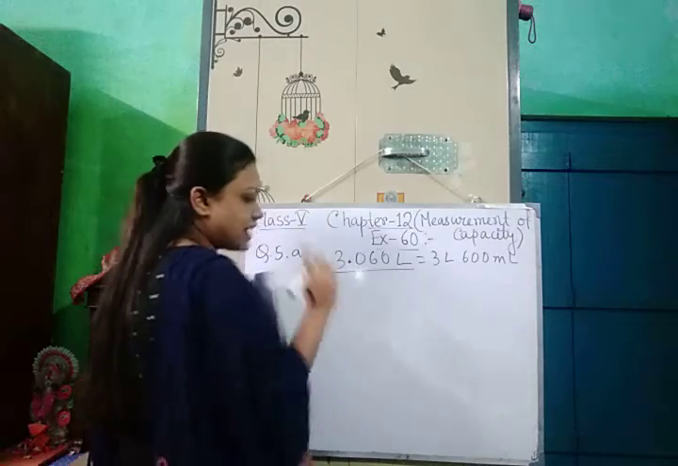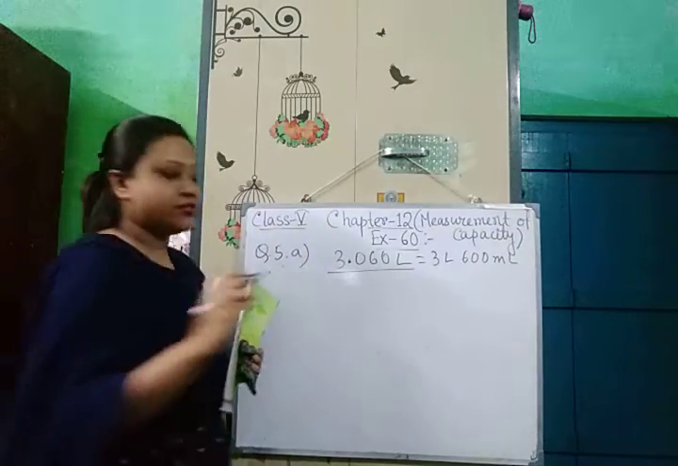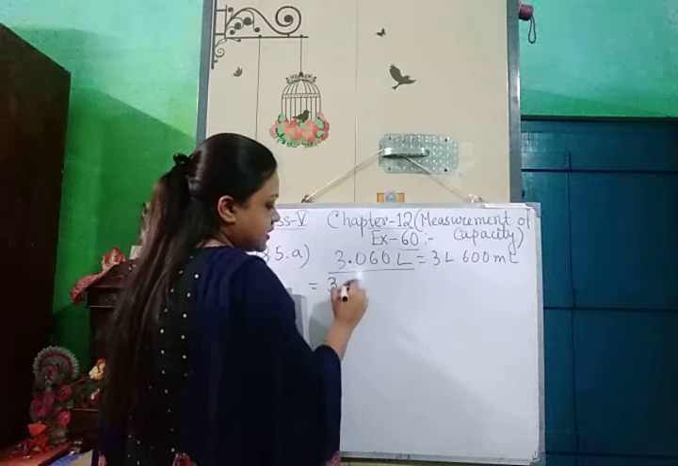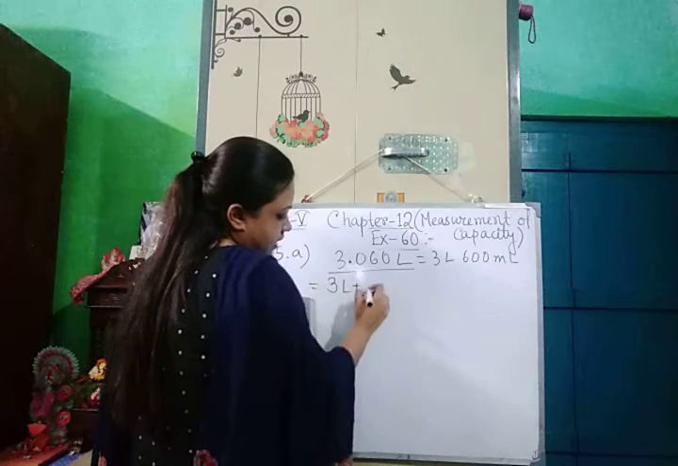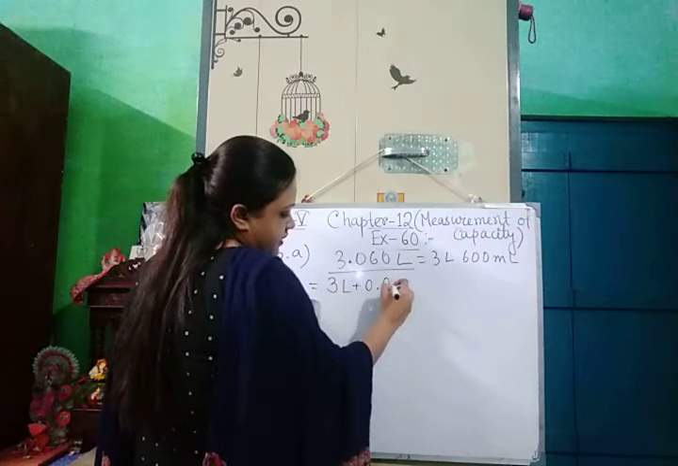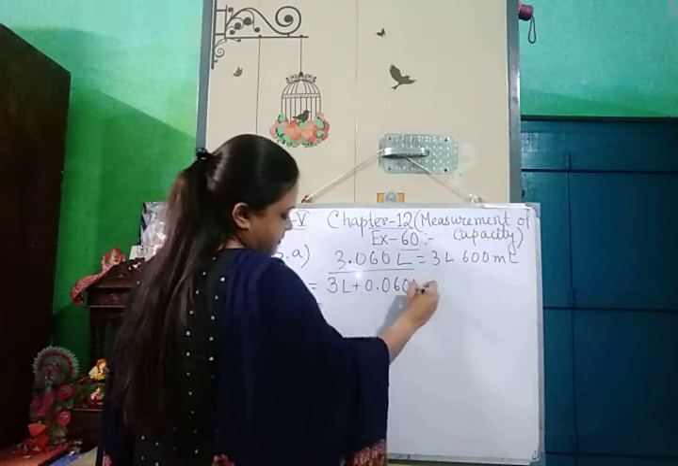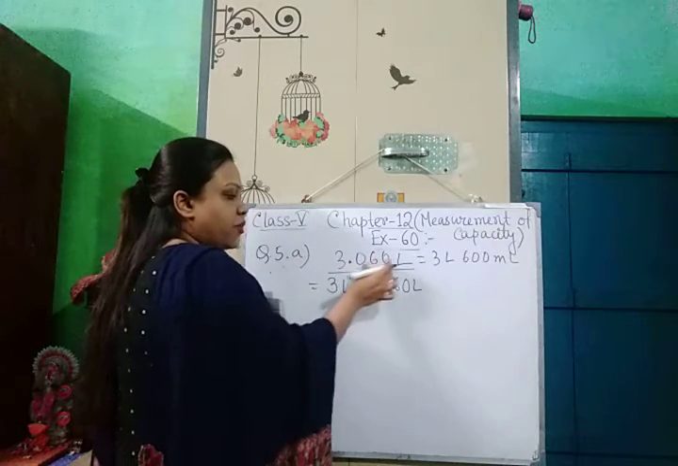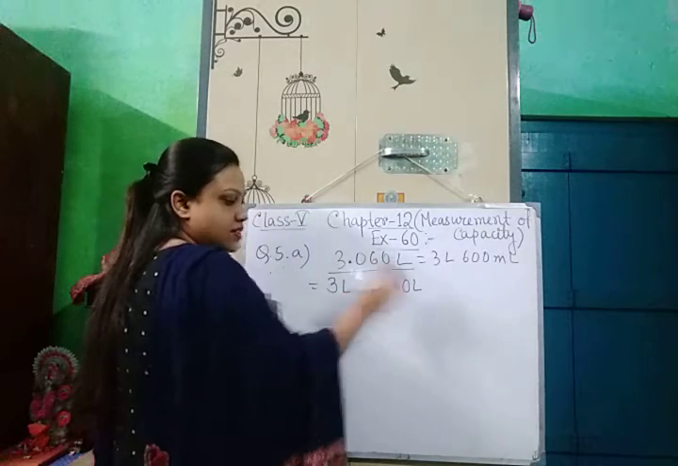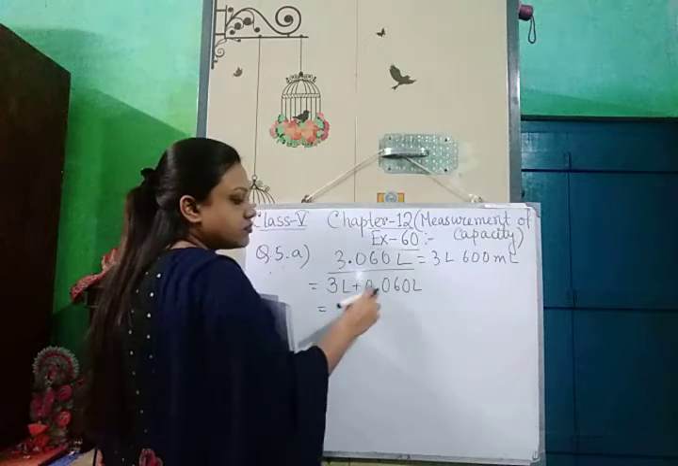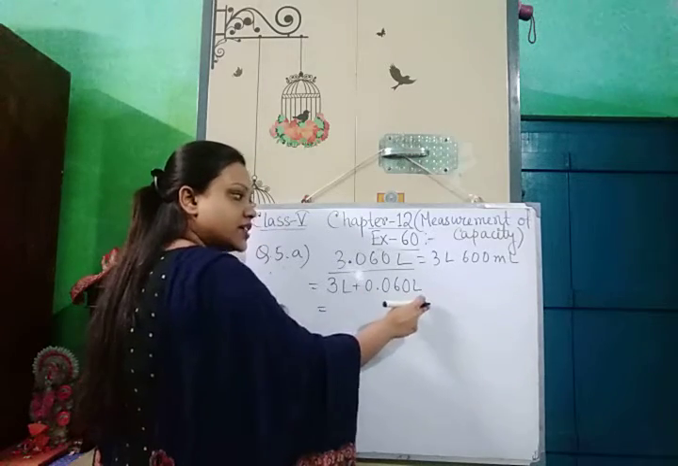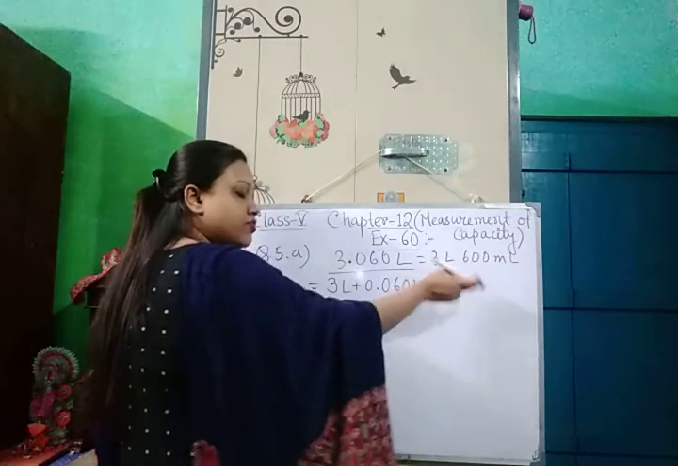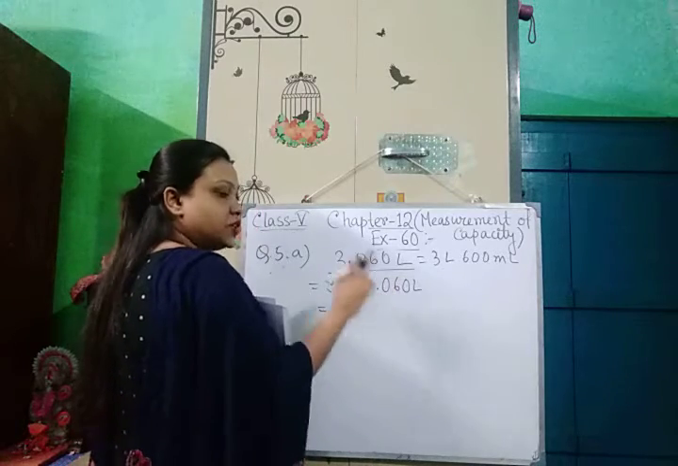3.060 liter, we can write it, very carefully, as 3 liter plus 0.060 liter. 3 point something means 3 liter plus 0.060 liter. Okay. Now 0.060 liter, we have to convert it to ml. Since we have to check whether it's true or false, we will convert it to ml.